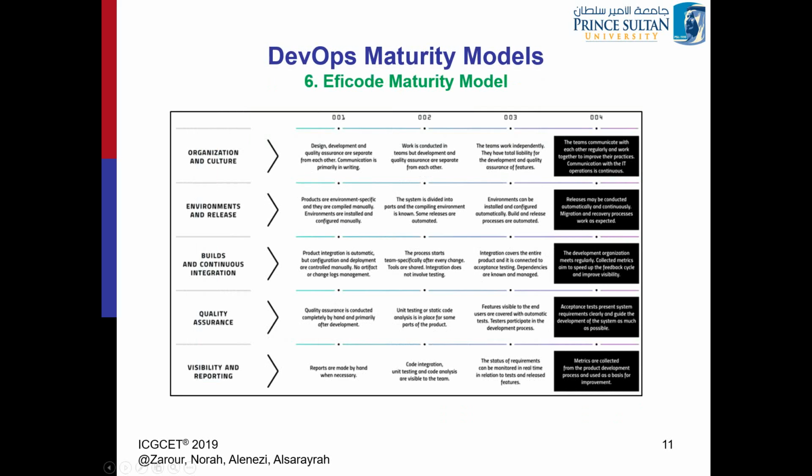The sixth maturity model is developed by the Eticode company. Eticode has its own maturity model as well, and this maturity model again has 4 different capability levels with 5 main dimensions as well.